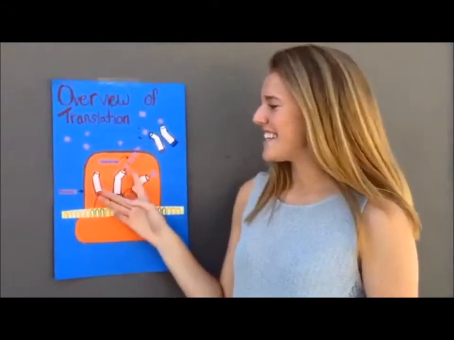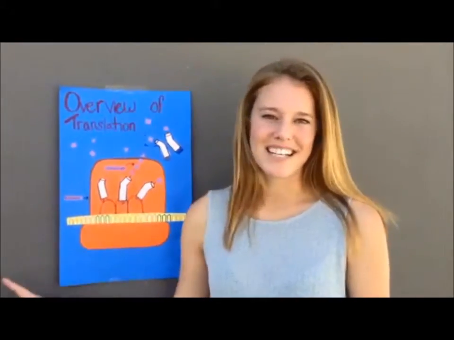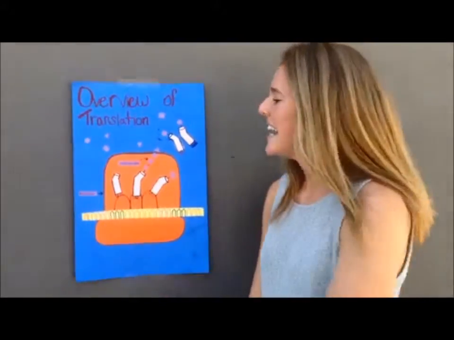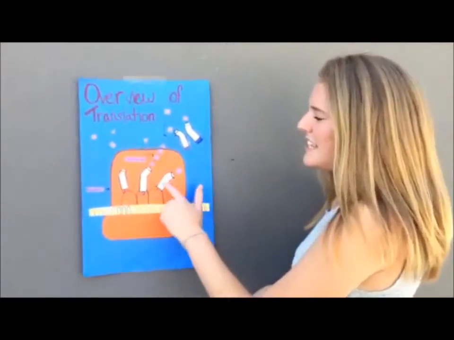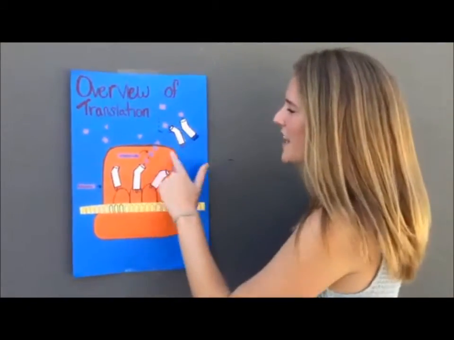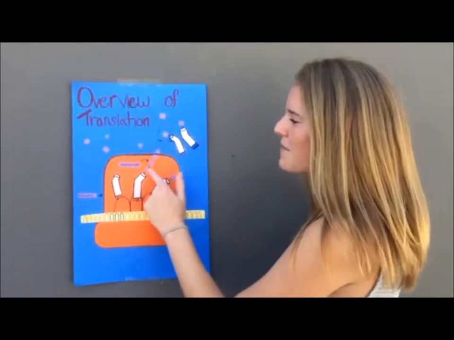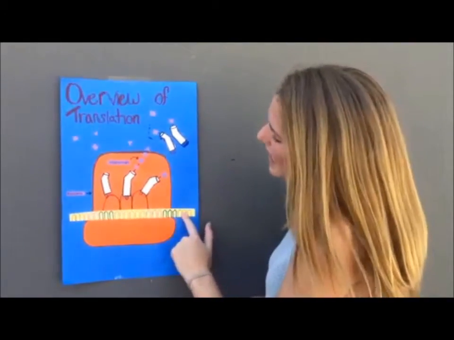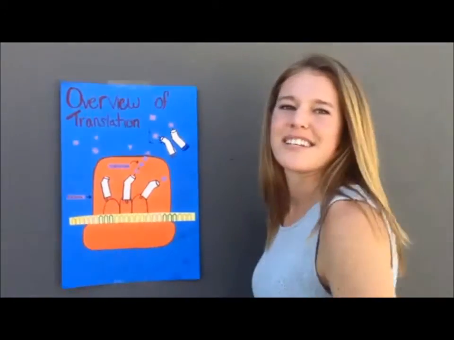So translation is the actual synthesis of a polypeptide chain, and it's under the direction of mRNA, and it's in the ribosomes. And so this is a ribosome, and these are the tRNA structures, and they all bring in different amino acids to add onto the chain. And this is the mRNA strand, and these are the corresponding mRNA units.